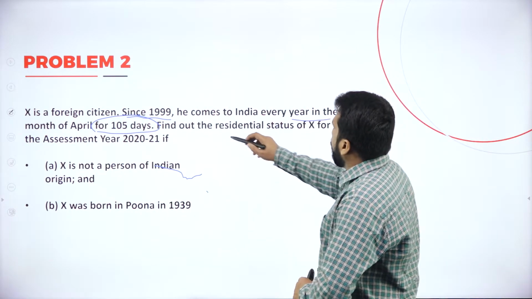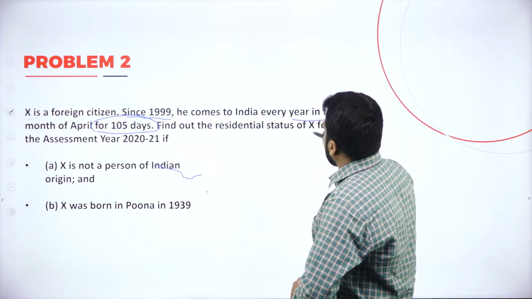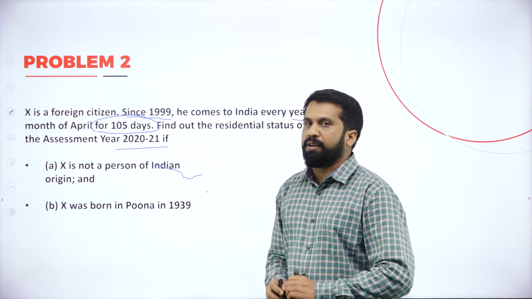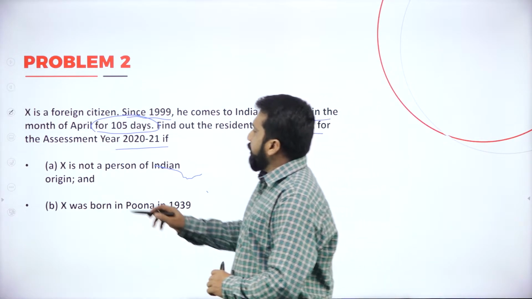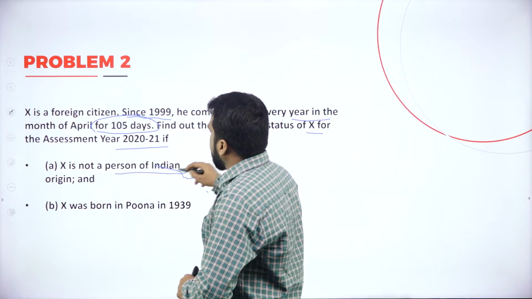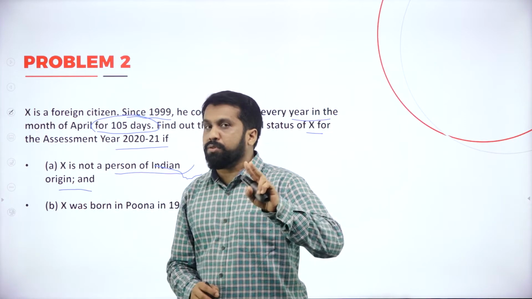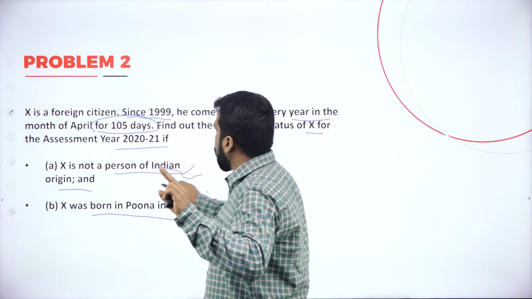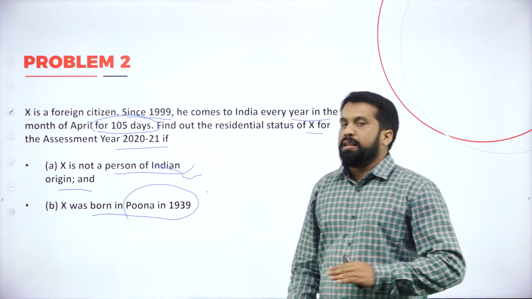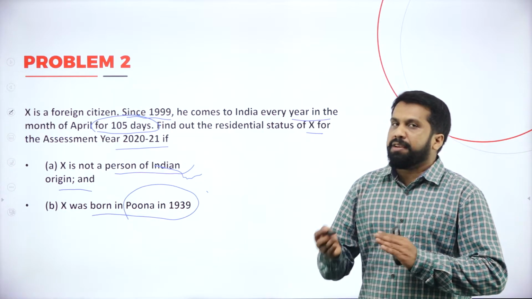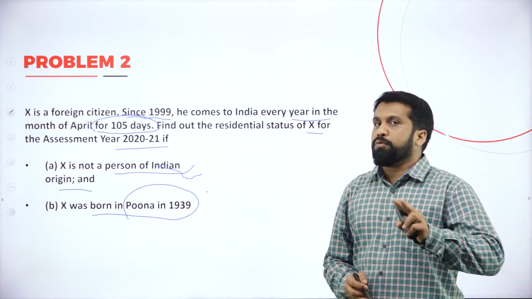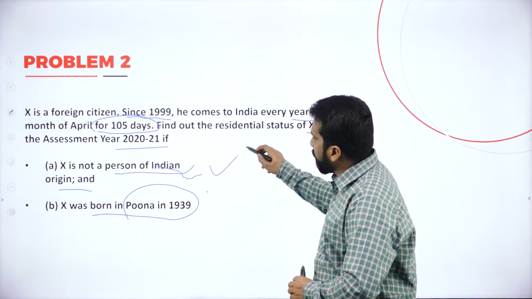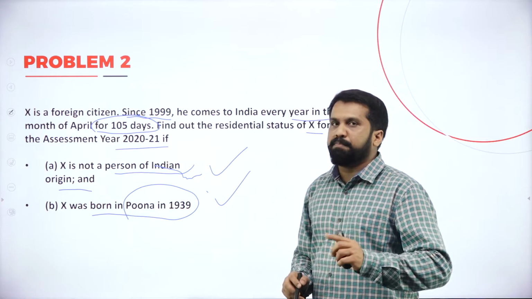Now, find out the residential status of X for the assessment year 2020-21. Now, X is not a person of Indian origin. So, we have 2 questions. If he is not Indian, X was born in Pune, meaning India. So, if he is not Indian and if he is in India, both we have to calculate. Now, you have 2 questions. First, we will solve A, then we'll go for B.